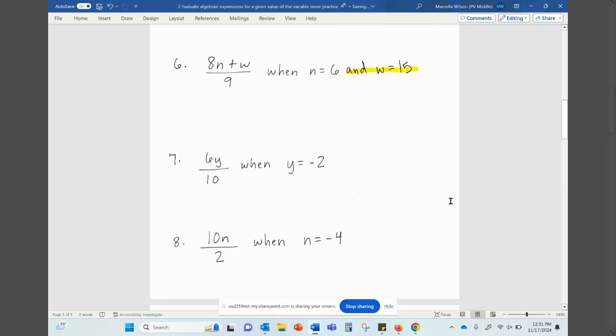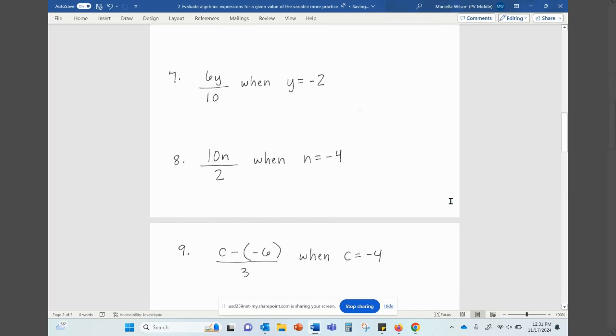All right, so moving on to number 7. We have 6y divided by 10 when y equals -2. So we are going to plug in -2 for y. So we got 6 times -2 divided by 10. 6 times -2 is -12. And then positive 10 stays the same. So what is -12 divided by 10? You should get -1.2.